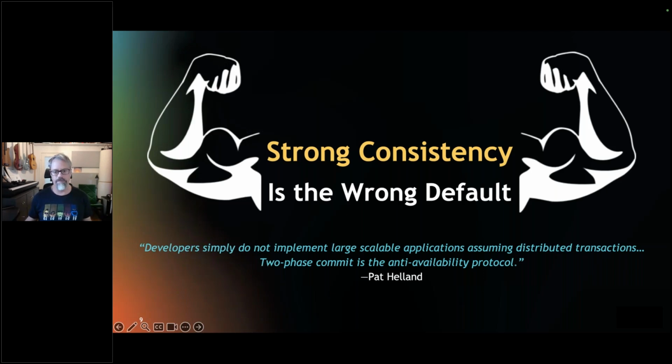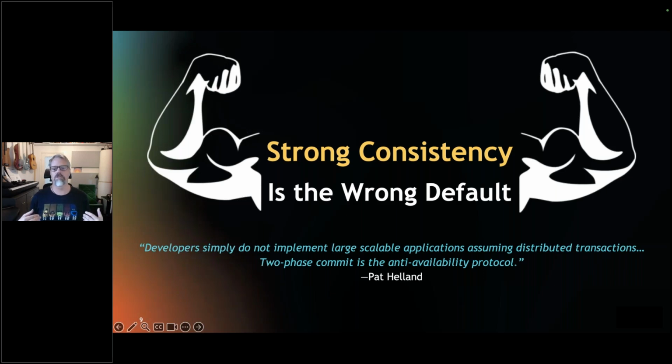And sure, it simplifies things, but the problem is that strong consistency adds contention, it adds wait time, and it's often just too brittle. It can't really be made available and resilient. As Pat Helland said, and these are two quotes from two different papers, the first one is: developers simply don't implement large-scale applications assuming distributed transactions, meaning ACID, meaning linearizability, which is the technical term here. And the other one is that two-phase commit is the anti-availability protocol.